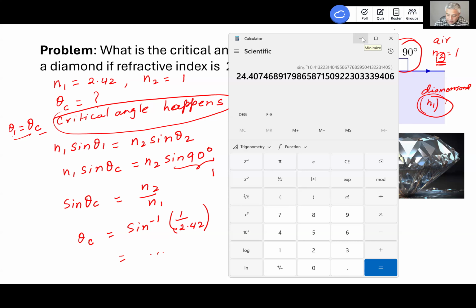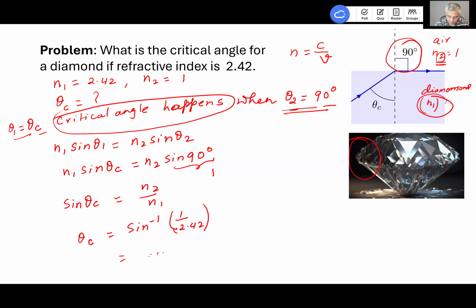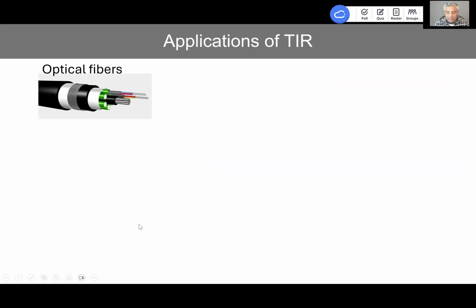as the critical angle. So for the glass, it was around 42. Now for this one, it is 24.41. This is 3 significant figures, right? So we can write 24.4 degrees. Okay, so that's that.